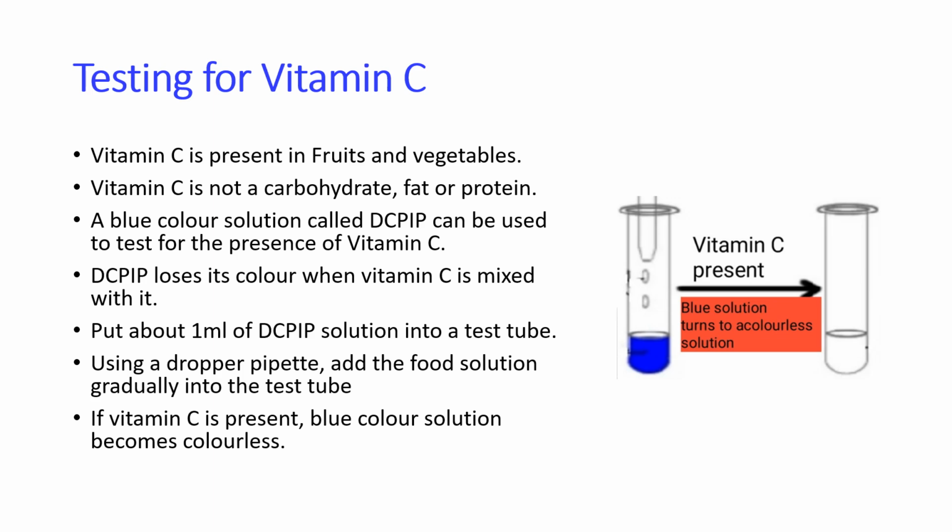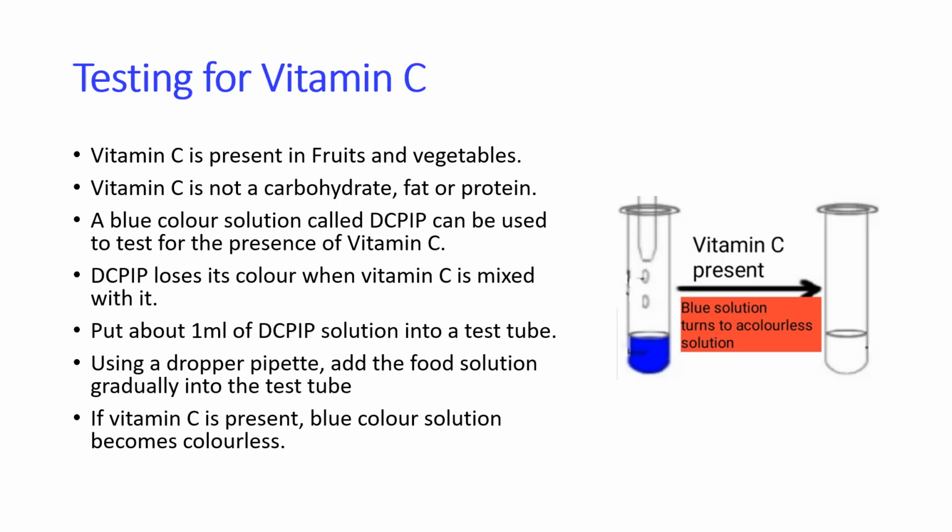Testing for vitamin C. Vitamin C is present in most of the fruits and vegetables. The sour taste that we get from most of the fruits is due to the presence of vitamin C. So vitamin C is not a carbohydrate, not a fat or protein. A blue color solution called DCPIP solution can be used to test for the presence of vitamin C.